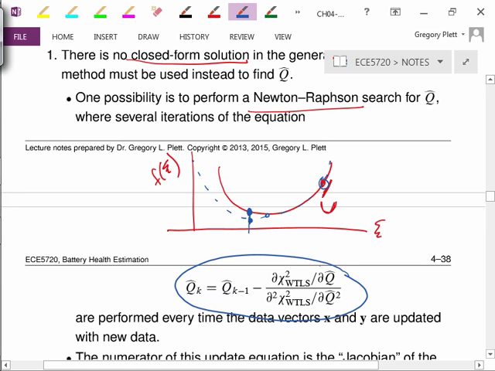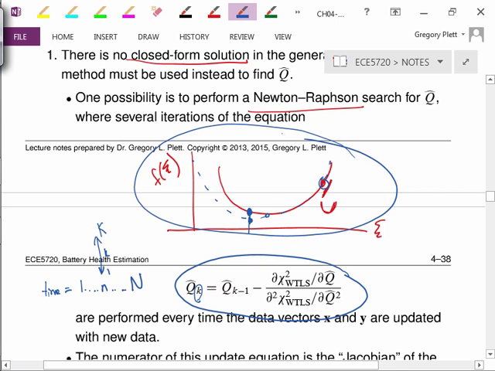This is how the Newton-Raphson method works. k is an iteration at the present time step. So we have time n equals 1 up to capital N. So n is our time variable, but within any one of these times I've got k equals 1 to capital K, performing a number of iterations to search for the best optimum q hat given data up until this point in time. So k is not a time index, it's a Newton-Raphson index.